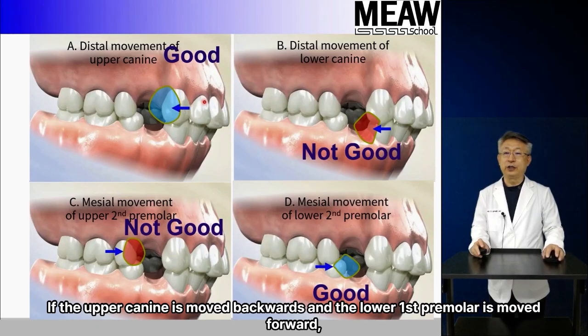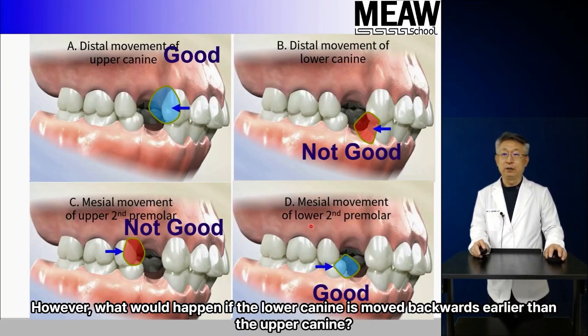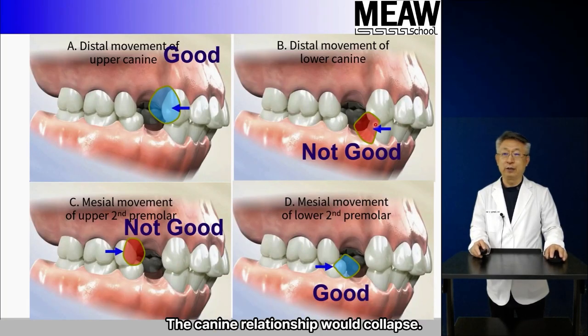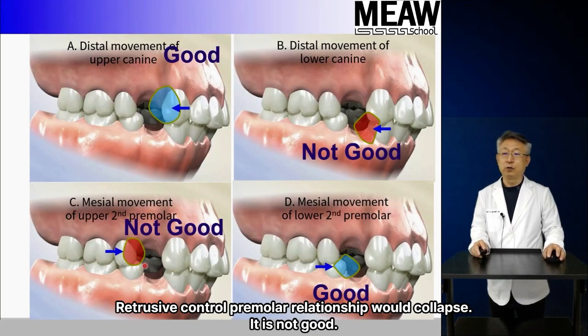If the upper canine is moved backwards and the lower first premolar is moved forward, the space closure is made and the canine relationship with retrusive control is prevented from collapsing. However, what would happen if the lower canine is moved backwards earlier than the upper canine? The canine relationship would collapse. What would happen if the upper second premolar is moved forward earlier than the lower second premolar? Retrusive control premolar relationship would collapse. It is not good.